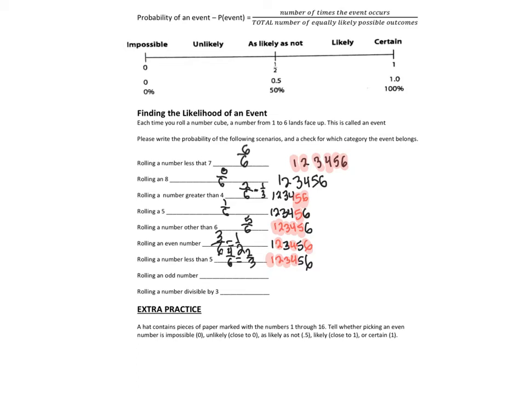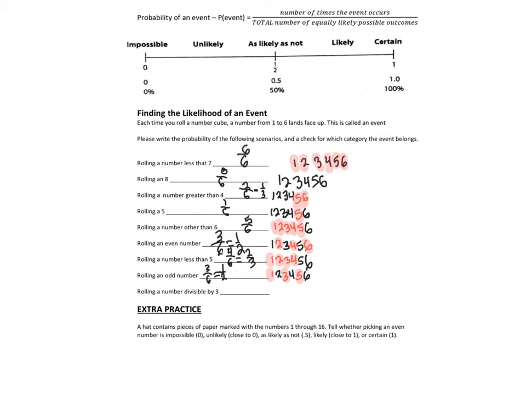Next one, rolling an odd number. Write out my options. Odd numbers are 1, 3, and 5. So I get 3 options out of 6 total, which reduces down to 1/2.